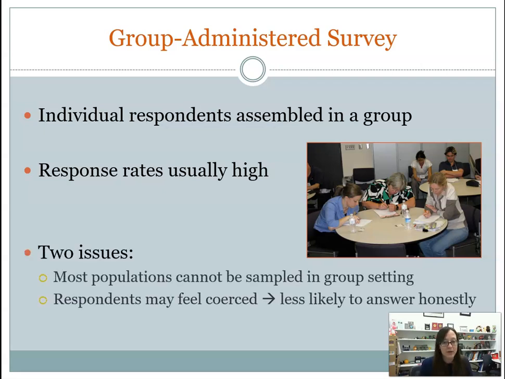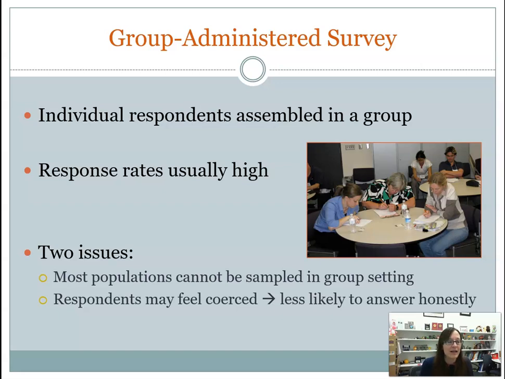But there are 2 problems. First of all, most populations can't be sampled this way. So this doesn't work for a lot of populations. But where it does work, you still have to be cautious because if the respondents feel coerced in a way, that's not a good thing. And they might feel this way because everybody around me is doing it. So if I don't do it, then everybody's going to know.